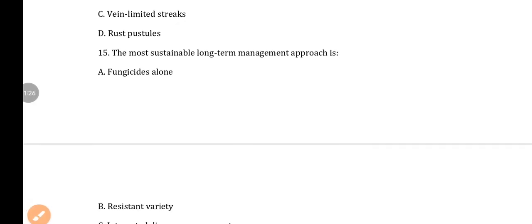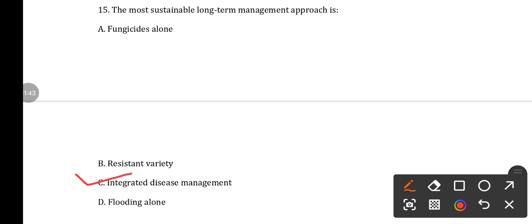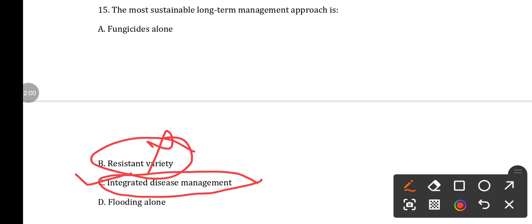Next, question number 15. The most suitable long-term management approach obviously for the seed blight is option A, fungicides only. Option C, resistant variety use. Then option D, integrated disease management. Option D, flooding alone. So here the answer is integrated disease management. Why is it not the resistant variety? See, for wide host range pathogens like Rhizoctonia, no such resistance genes are available. So this is not an option. We can go for integrated disease management as a long-term sustainable approach for the management of the seed blight pathogen.